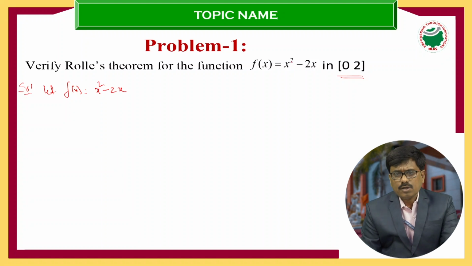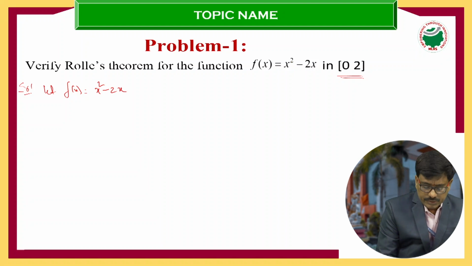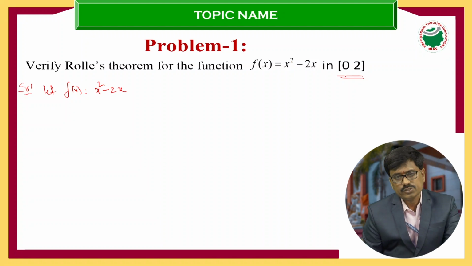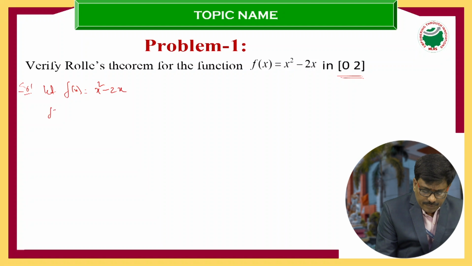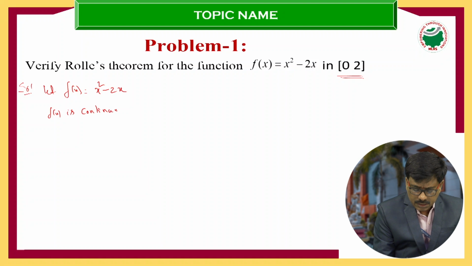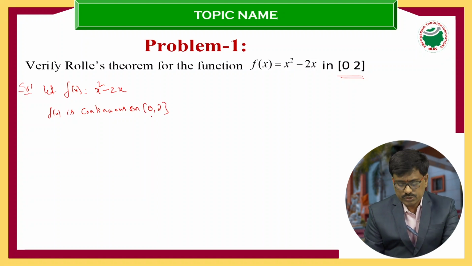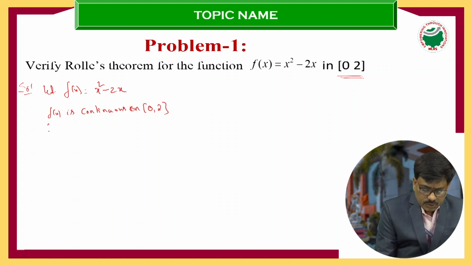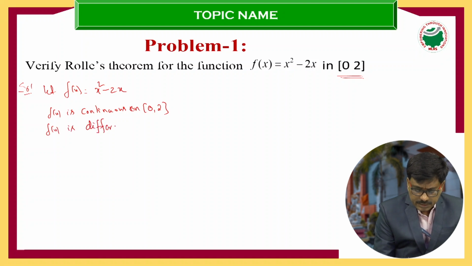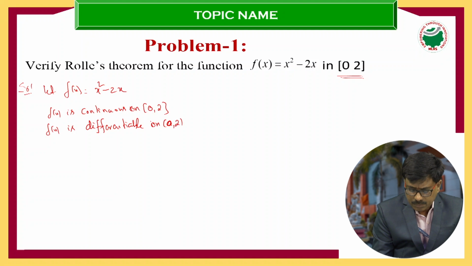Already we know this is a polynomial function. This polynomial function is a continuous function in between where? In between 0, 2. f of x is continuous on the closed interval 0, 2. f of x is continuous on the closed interval 0, 2. And also f of x is differentiable on the open interval 0, 2.